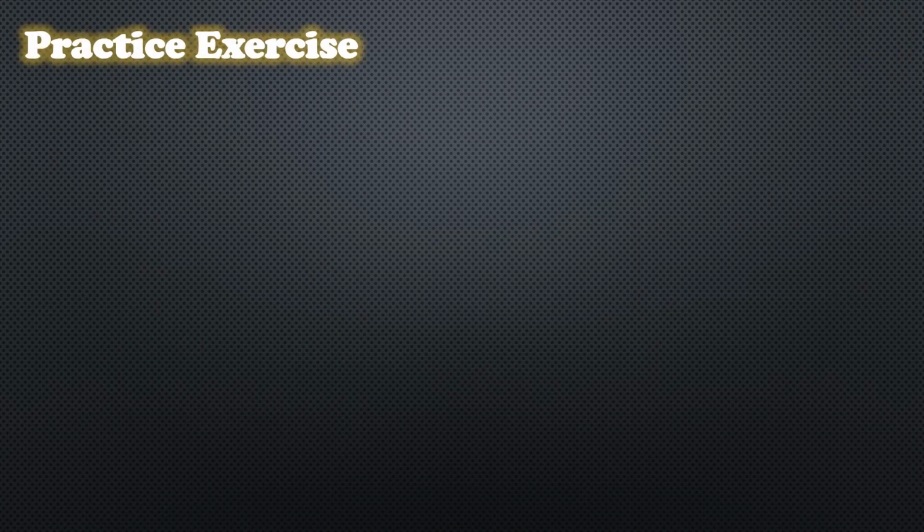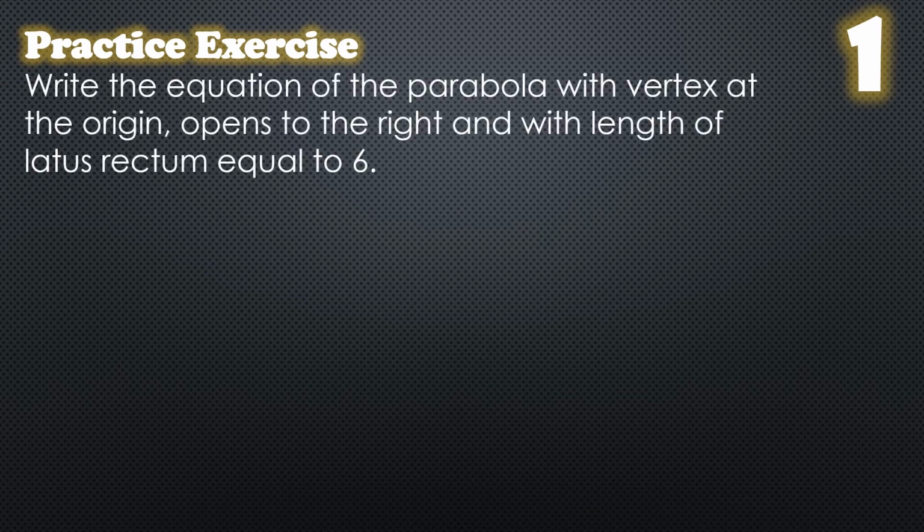This time, let us have some practice exercises. In the practice exercises, you will be given 15 seconds to answer the problem. You may pause the video if you need more time, and then play it again to check whether your answer is correct. Question number 1. Write the equation of the parabola with vertex at the origin, opens to the right, and with length of latus rectum equal to 6. Go.